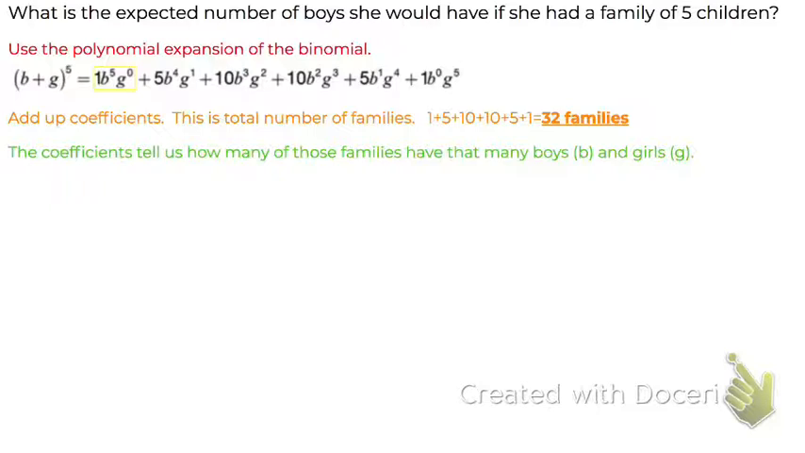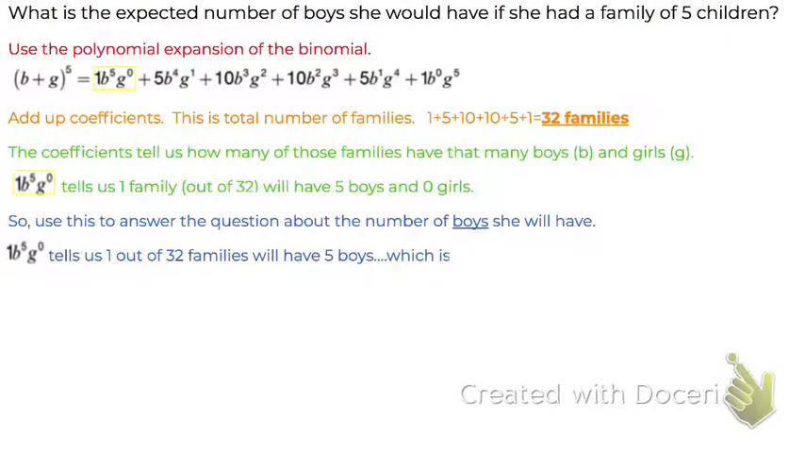So for example, if we examine the part of this expansion in the yellow box, this tells us that one family out of that 32 families is going to have 5 boys, because 5 is the exponent for the B, and 0 girls. But this question is just asking us the expected number of boys. So we're not going to focus on the G and the 0 there. We're just going to focus on the fact that one family is going to have 5 boys.